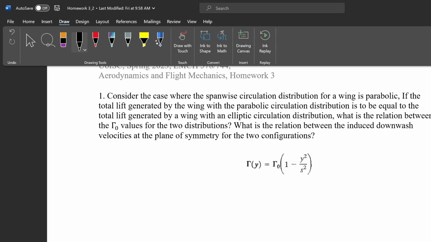We are told to consider the case where the span-wise circulation distribution for a wing is parabolic. If the total lift generated by the wing with the parabolic circulation distribution is to be equal to the total lift generated by a wing with an elliptic distribution. So the parabolic, let's call it L of parabolic, L of P, is going to be equal to L of elliptical. And we already know that elliptical is going to give us the best, or the lowest, induced drag.